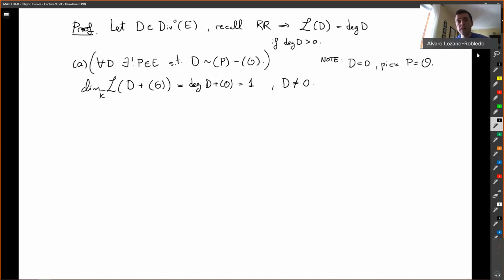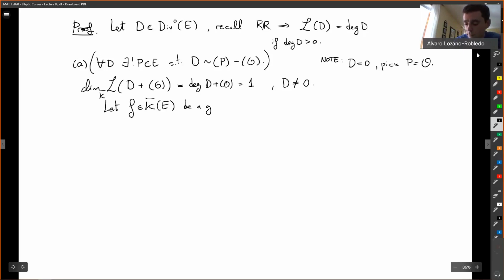Then what happens is that we don't have the same trick as before, that because this is one-dimensional, the constants are there. That is not true anymore, because if D is non-zero and is degree zero, there's going to be some poles and some zeros. And the zeros are telling you the function has zeros and the function has poles, right? So there is a one-dimensional space, but it is probably not just constants. So let F be a generator of this L space. It's one dimensional, so there is one generator.